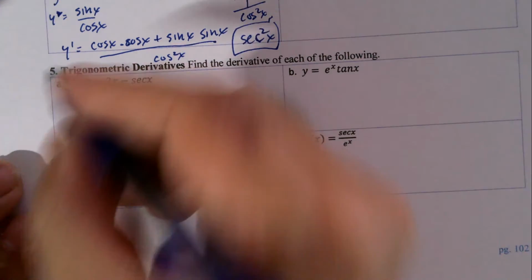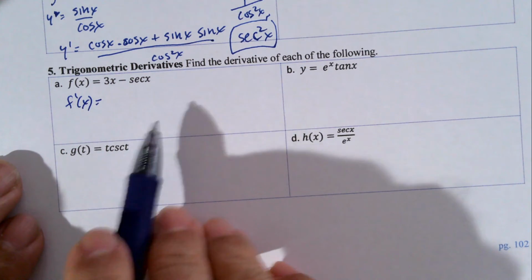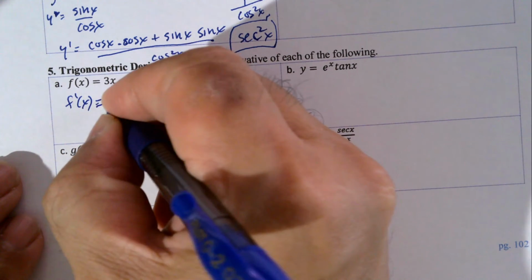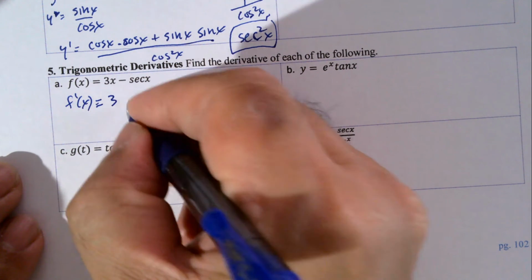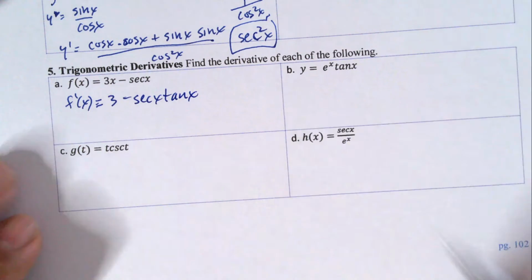What is the derivative of 3x minus secant x? Derivative of 3x is 3. Derivative of secant is secant x tangent x. And that's it.